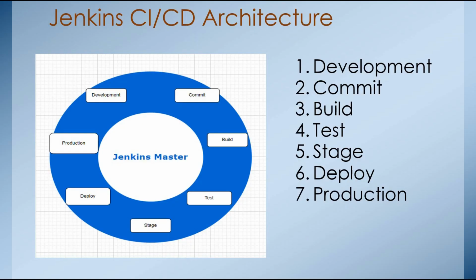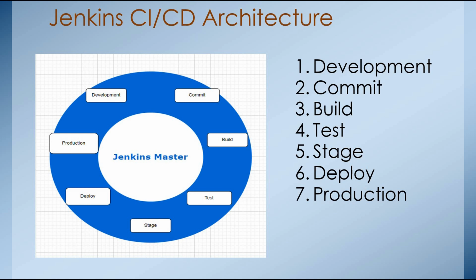Today we are going to discuss Jenkins CI/CD architecture. Okay, so we are going to discuss the architecture of Jenkins. Let's get started with the architecture of Jenkins. There are 7 steps in this architecture. First is development, then commit, then build, then test, then stage, then deploy, then the production.